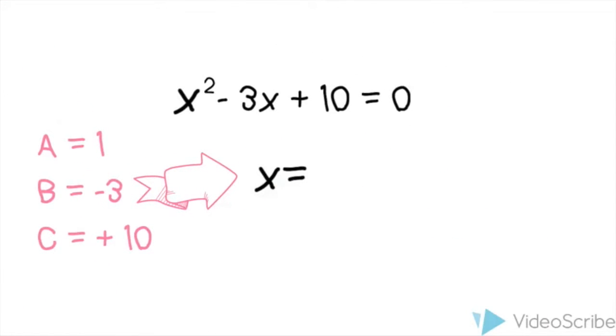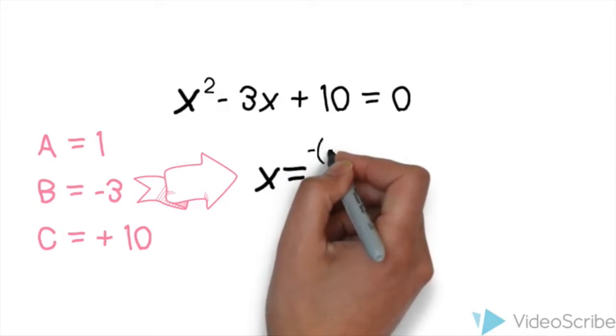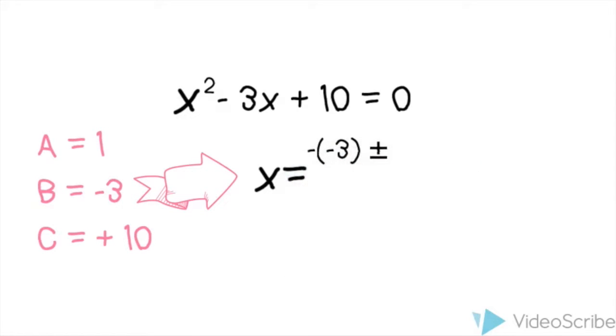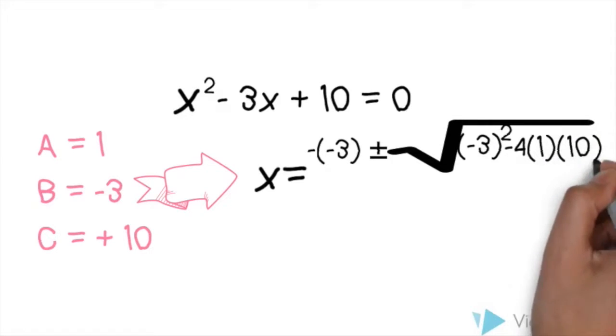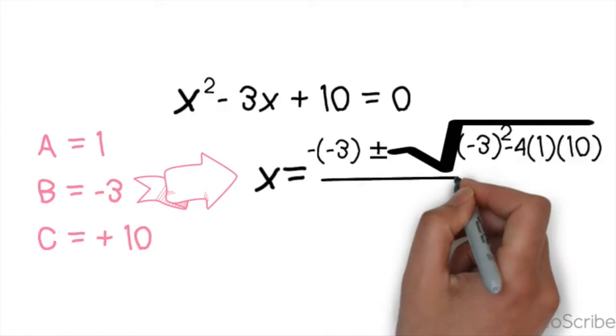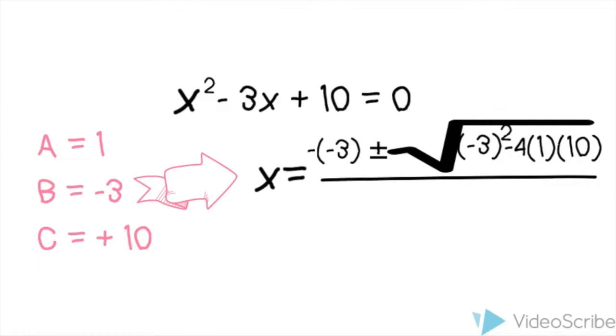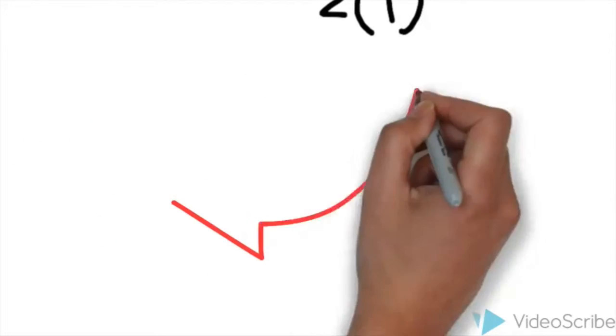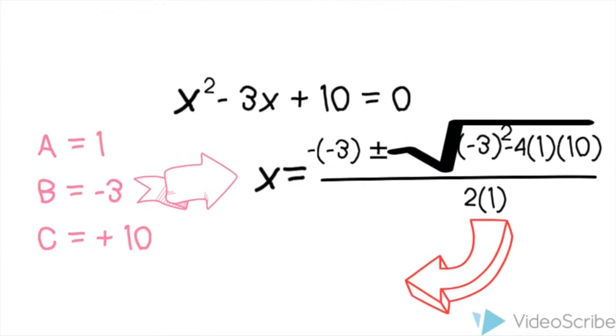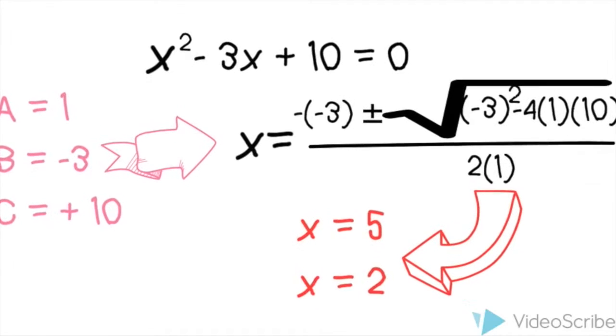Therefore, x equals negative 3 plus minus the square root of negative 3 squared minus 4 times 1 times 10 all over 2 times 1. This will give us the answers of x equals 5 and x equals 2.